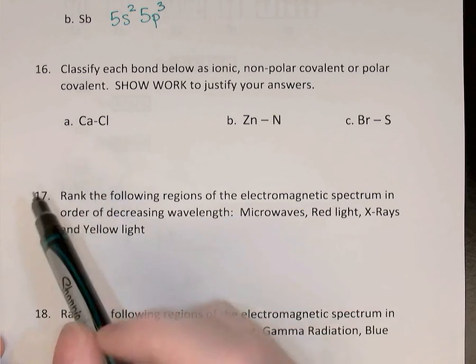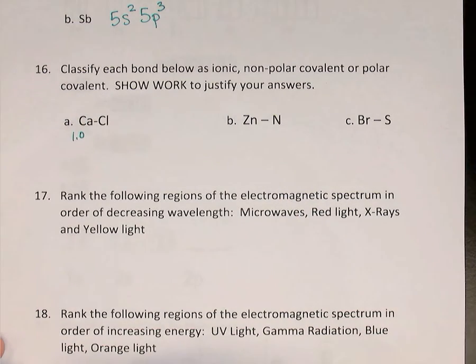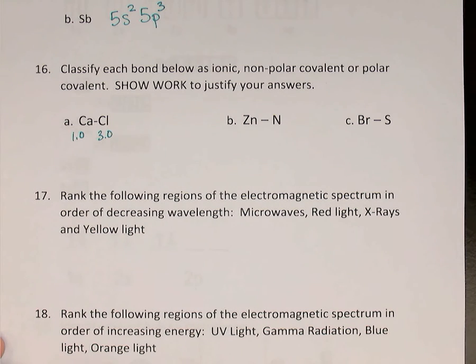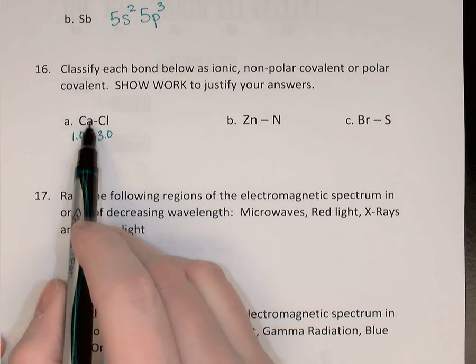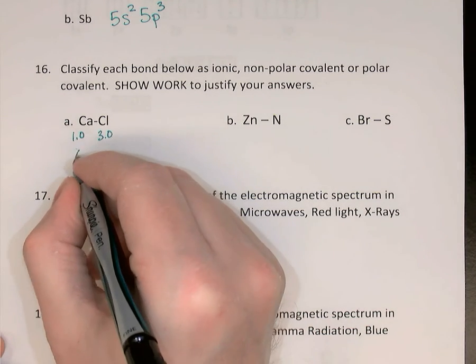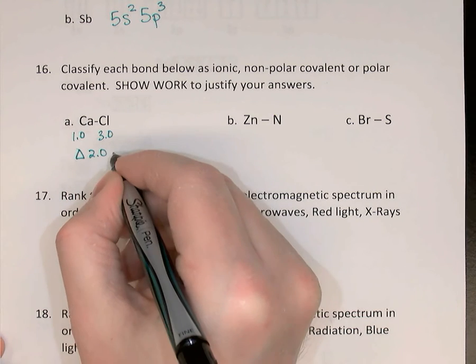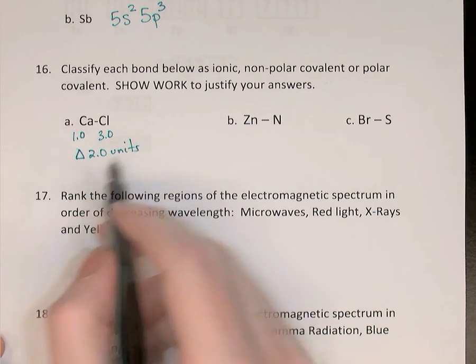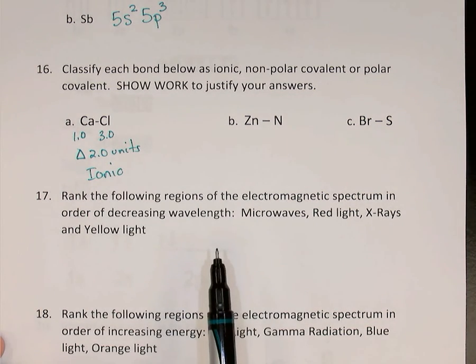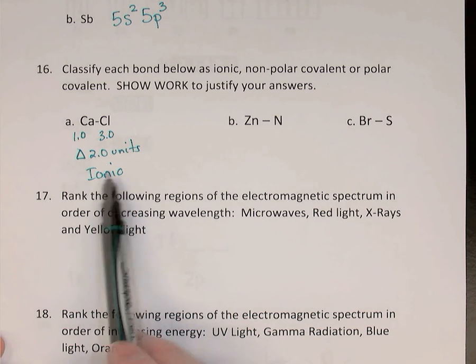Calcium's electronegativity from that table is 1.0 units, 1.0 Paulings. Chlorine's value is 3.0. So from those two values of electronegativity, I can tell that chlorine has a much larger attraction for the electrons in the bond. This large difference of 2 units, the difference is 2.0 units, tells me that this bond is going to be ionic. When the difference is 1.7 units or larger, the bond is ionic.